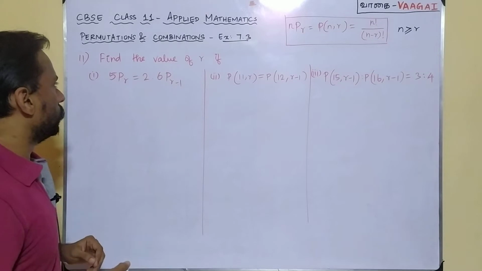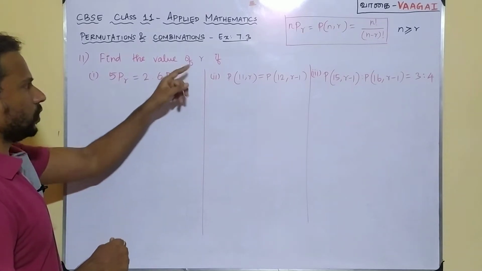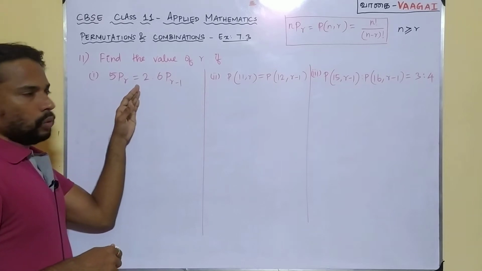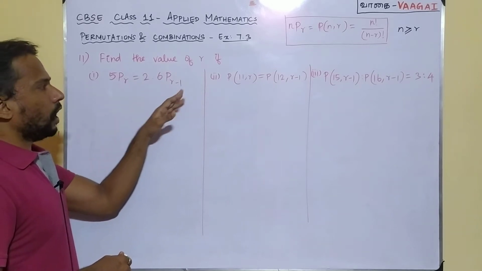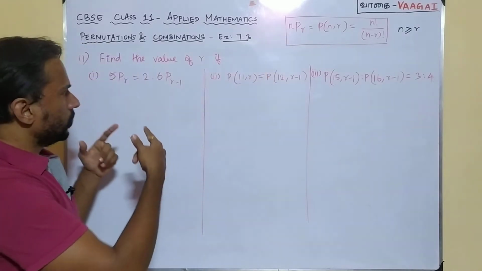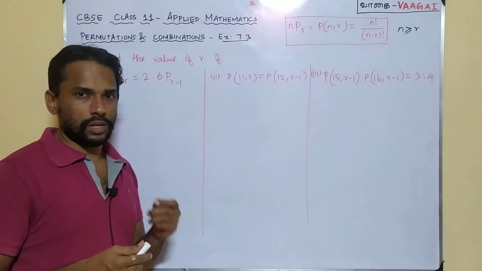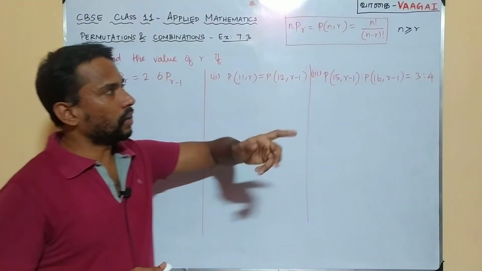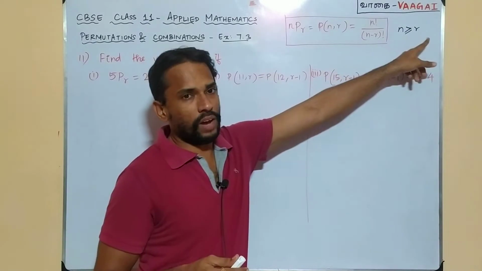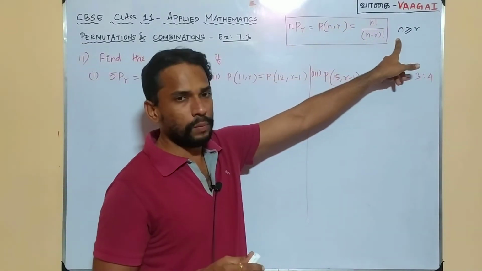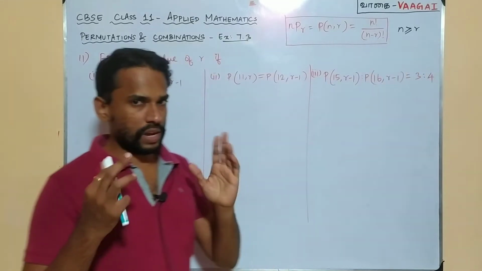Coming to the first subdivision, here we have to find the value of R if 5PR is equal to 2 into 6PR minus 1. So remember the definition of NPR, because here they are using the NPR notations. That means we need to be very clear about the notations, and also about the values. Whenever we have this NPR, definitely this N value will be greater than or equal to R. That we have to remember.